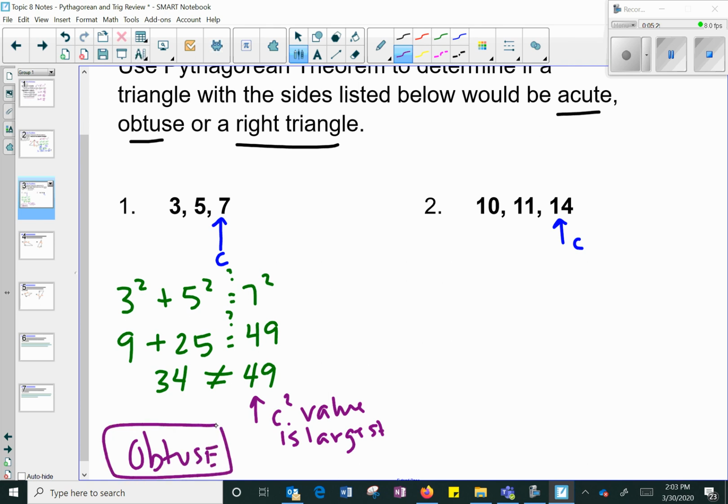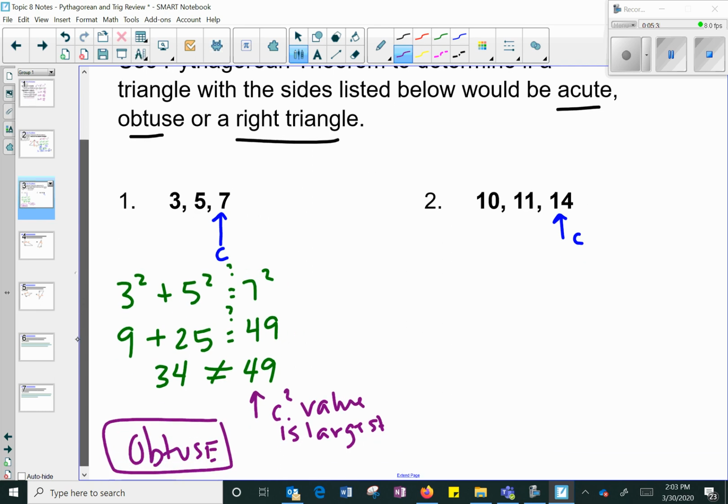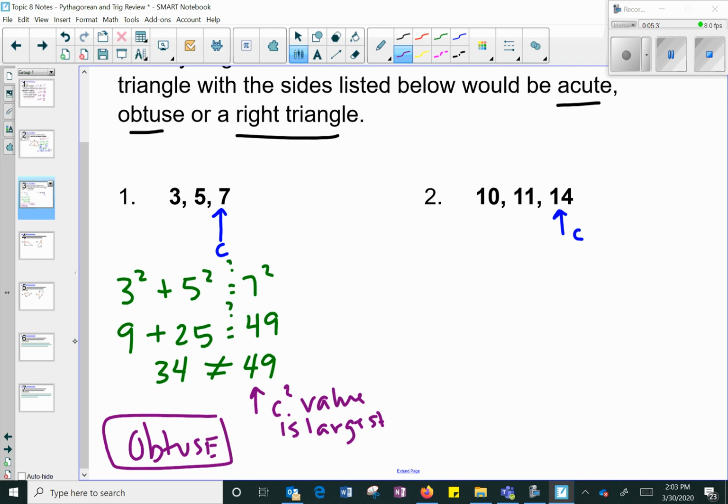If our c squared value was smaller, we'd have an acute triangle. If it was the same, we would have a right triangle. Let's go ahead and check out our next one.